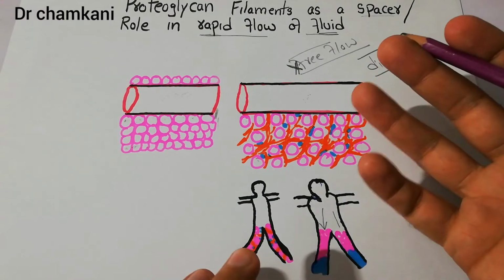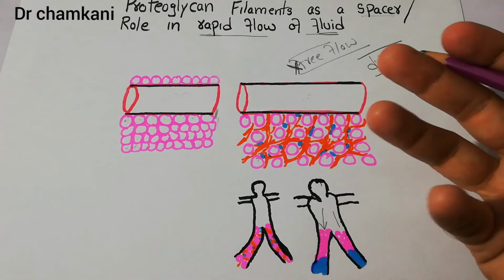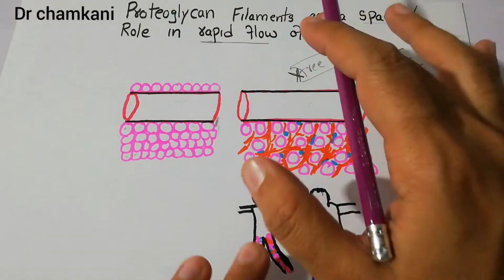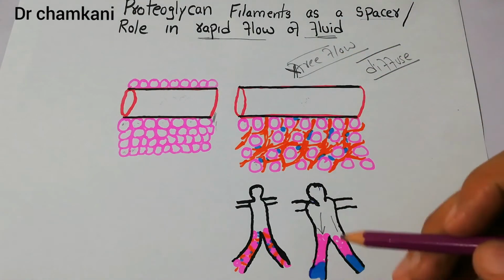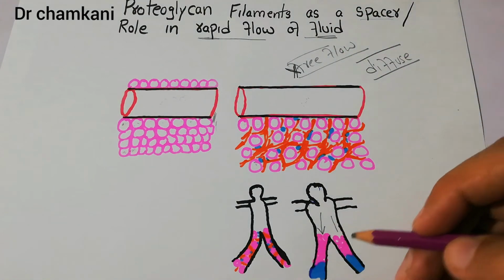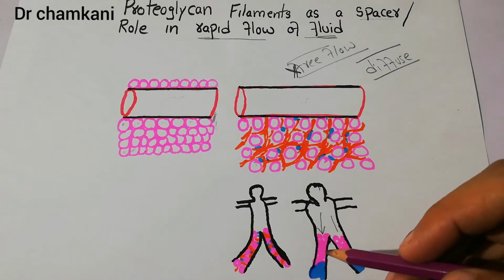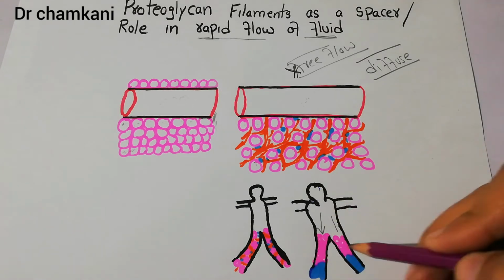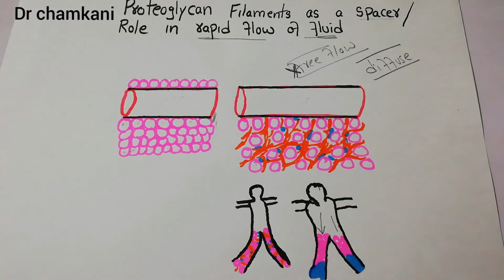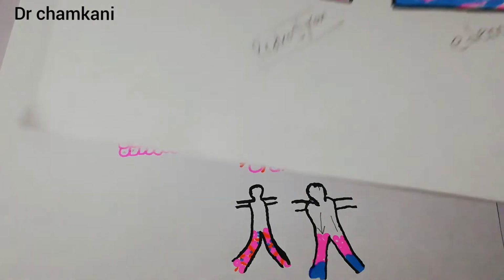But in this case, we have a hypothetical example, a picture in which the proteoglycans are not present, which normally is not the case. So what we see is that due to the absence of proteoglycan, there is free movement of fluid, and as soon as a person stands up, this fluid basically comes down to the feet, and edema is caused.